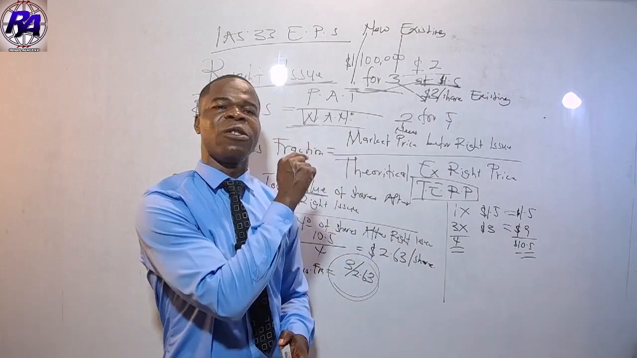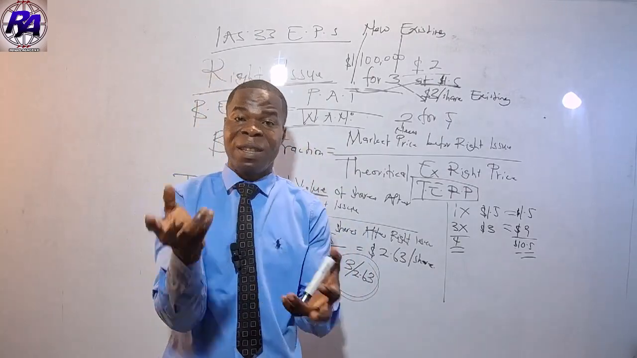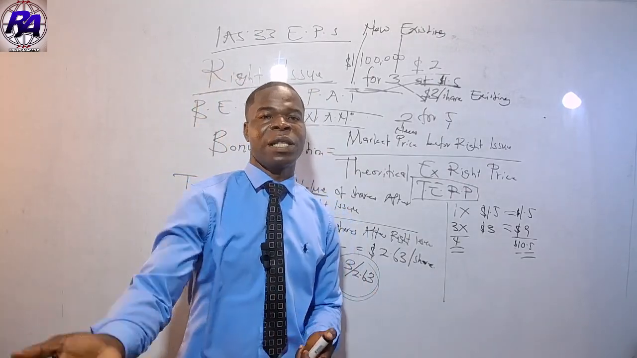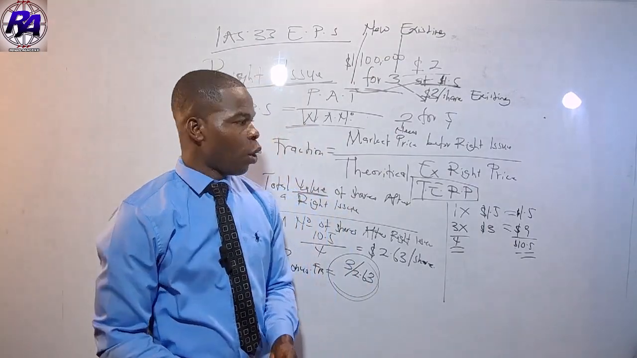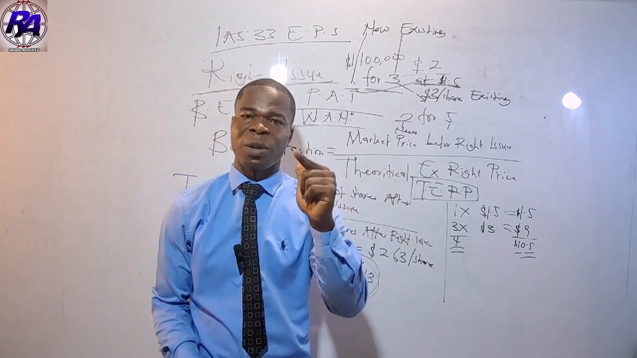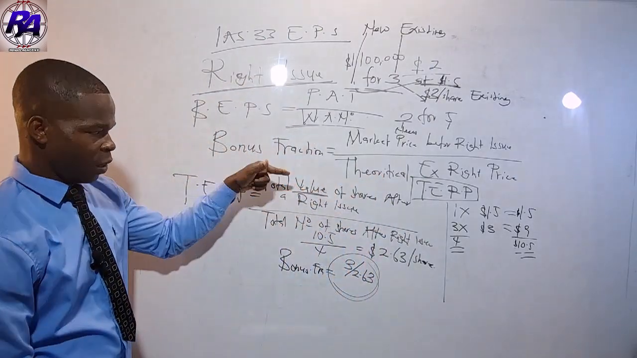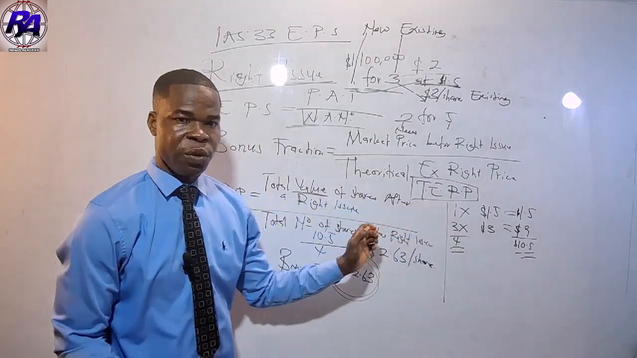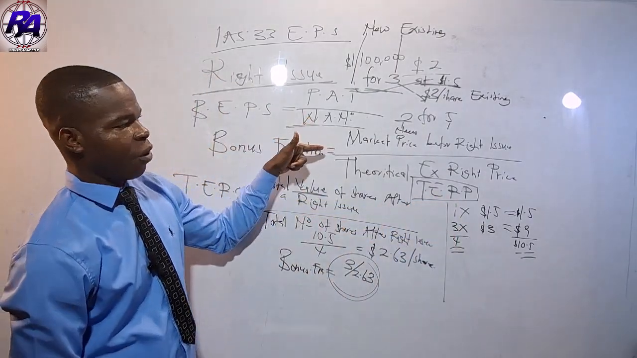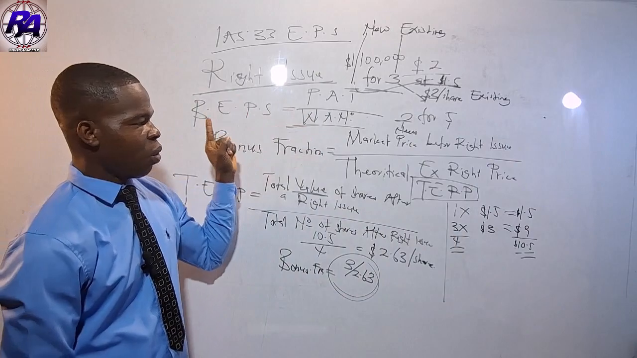That is our bonus fraction, and this is how to get it, because that is the significant thing to do when there's a rights issue; the time fraction will still be the same. So when there's a bonus element in a rights issue, do not forget the procedure. First, get your theoretical ex-rights price by following the simple steps we used, and then determine your bonus fraction.